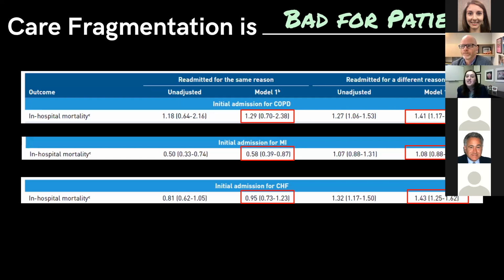Among patients whose initial admission was for CHF or COPD, being readmitted for a different reason carried much higher odds of mortality. However, that wasn't the case for patients whose initial admission was for an MI. And so again, this shows that fragmentation doesn't impact all patients the same. I think we need to develop a better understanding of which patients are at the highest risk for poor outcomes during and following fragmented readmissions.